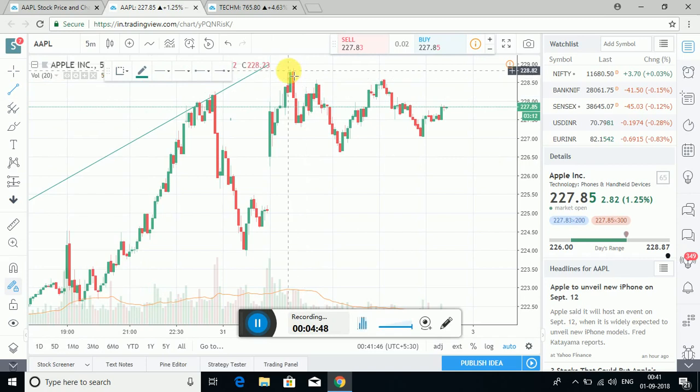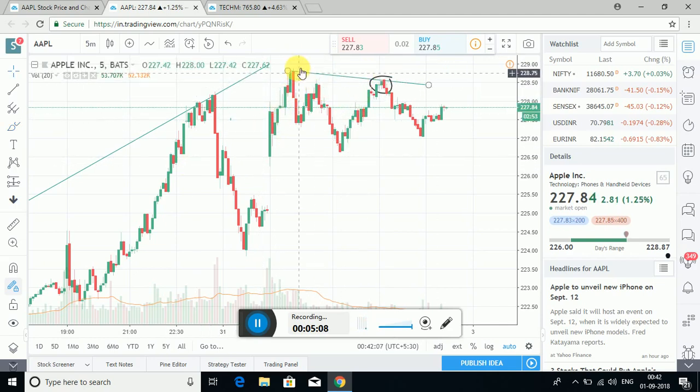our sellers are showing some strength. If you see my circle, you can understand that the stock right over here was not able to create a higher high. See, this was the previous high, but the stock failed to create a higher high right over here. What does this show us? That our sellers were more strong at this level. In this circle, our sellers were more strong than our buyers.